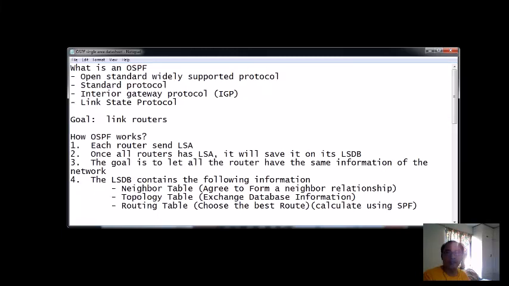SPF, implementing basically a single area OSPF, because we have two types of OSPF. One is single area, the other one is the multi-area OSPF. So later this day, I'm going to explain to you also how both implementations, single area and multi-area OSPF, are implemented in Packet Tracer. Okay, so take note of that one.